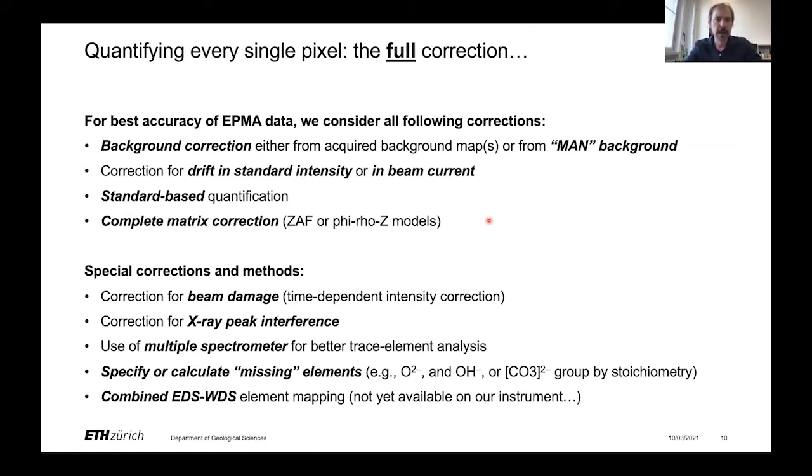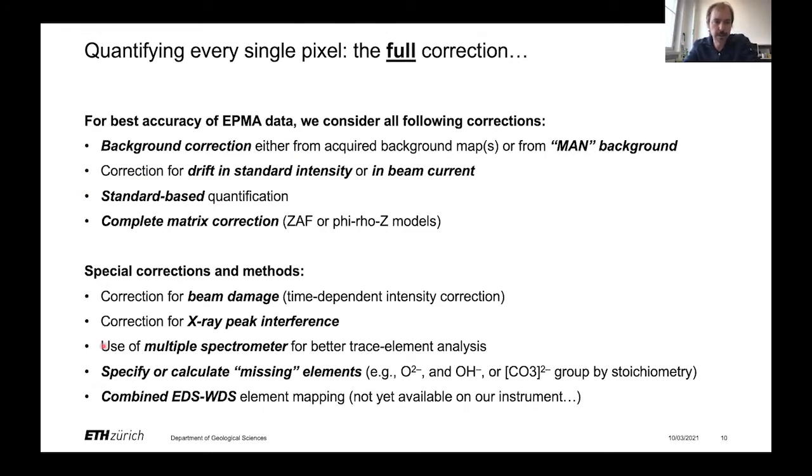But basically, all the maps that I will present have been corrected for backgrounds, and the background correction is done either by acquiring a map of the backgrounds or by using this so-called mean atomic number background correction. We do apply some drift corrections in standard intensity and also in the beam current. We also considered standards to do the quantification. So this is a standard-based quantification, and we apply these complete matrix corrections. With these tools, we have additional options.